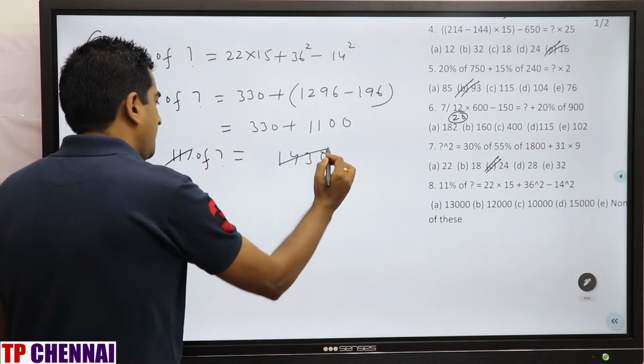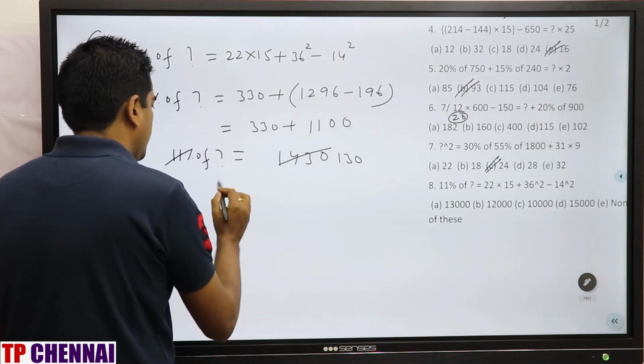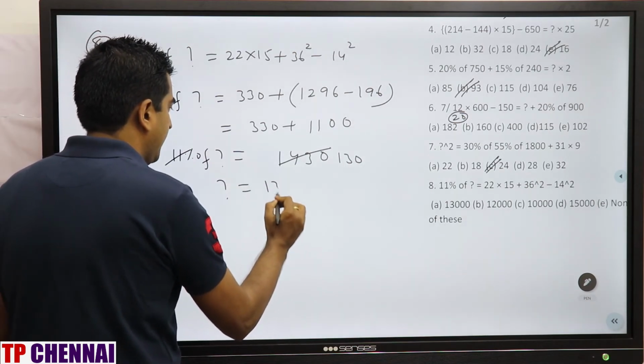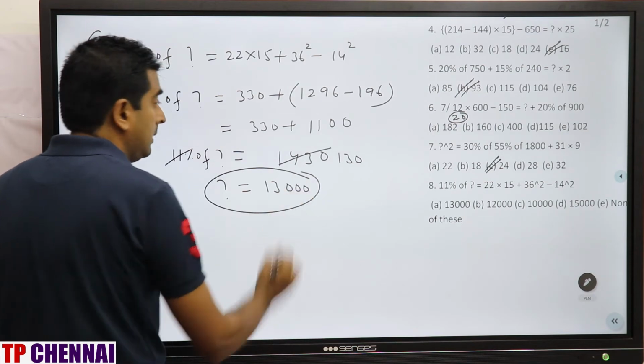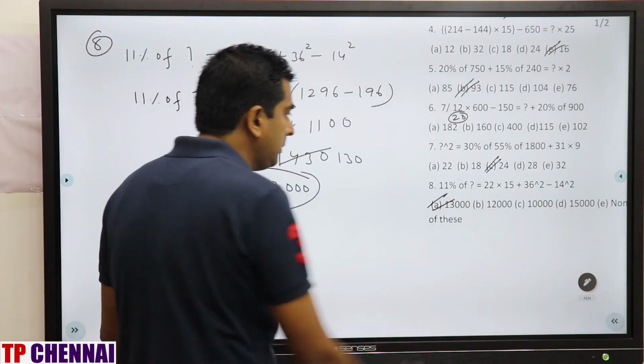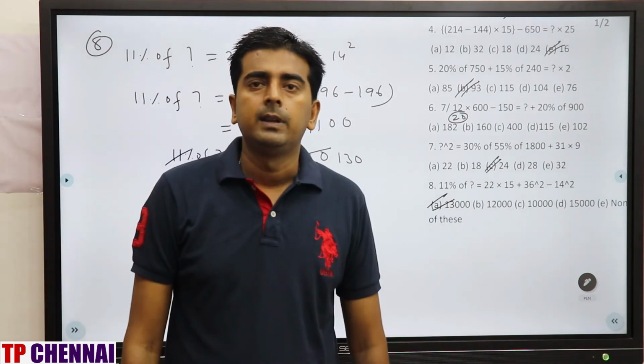So 11, this is how many times? 13, 130. So what is the value of question mark? 130 into 100, 13,000. Which is nothing but first option. Clear?